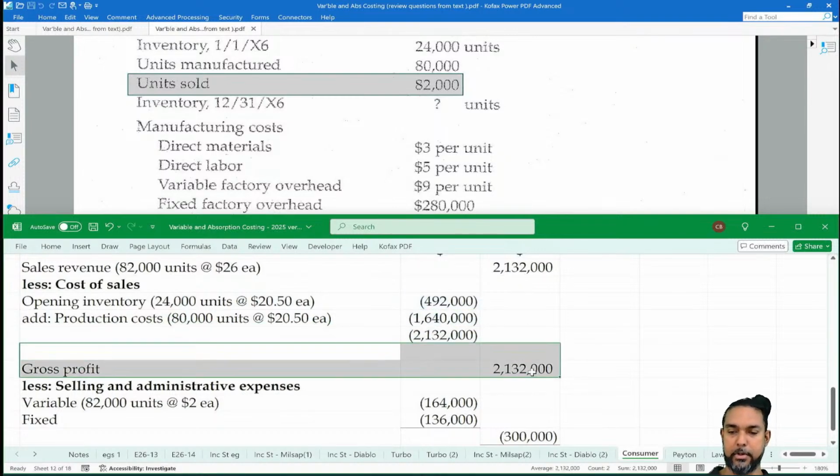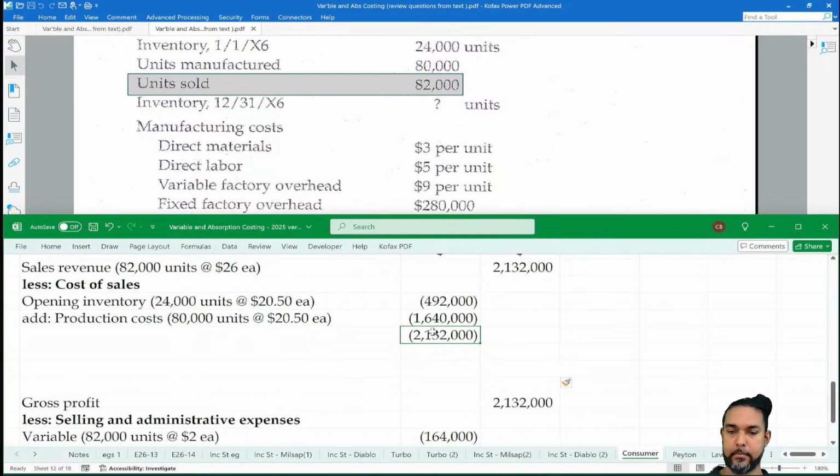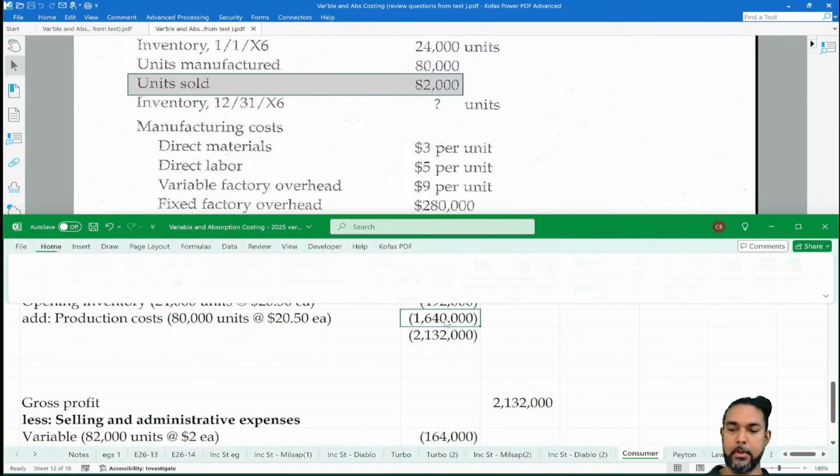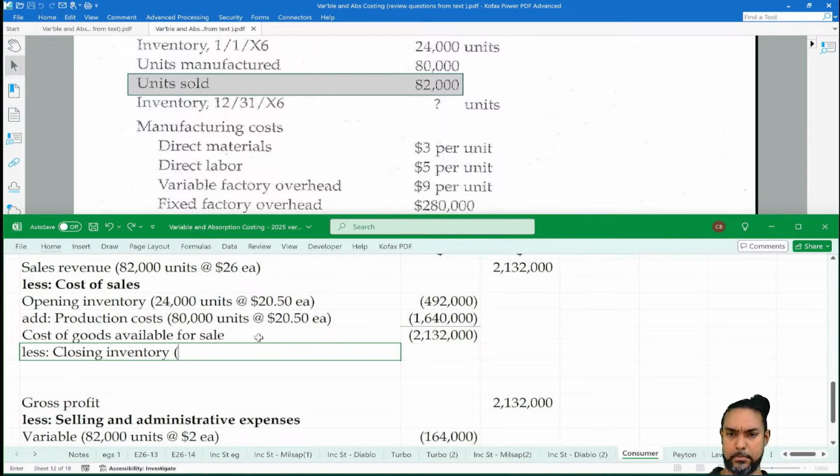Okay, we got to push down a couple more lines again. Right, so this here would be the cost of goods available for sale, less the closing inventory, which is 80. How much did you say? 22? Same 20.50.